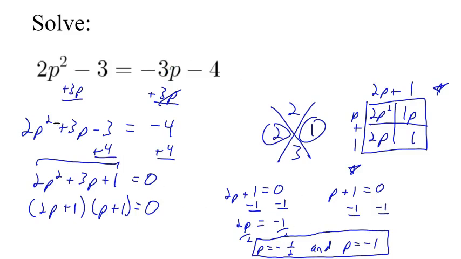If we try that with negative 1, well, negative 1 squared is positive 1, times 2 is 2, and 2 minus 3 is negative 1. Negative 3 times negative 1 is positive 3 minus 4 equals negative 1. So that did work.